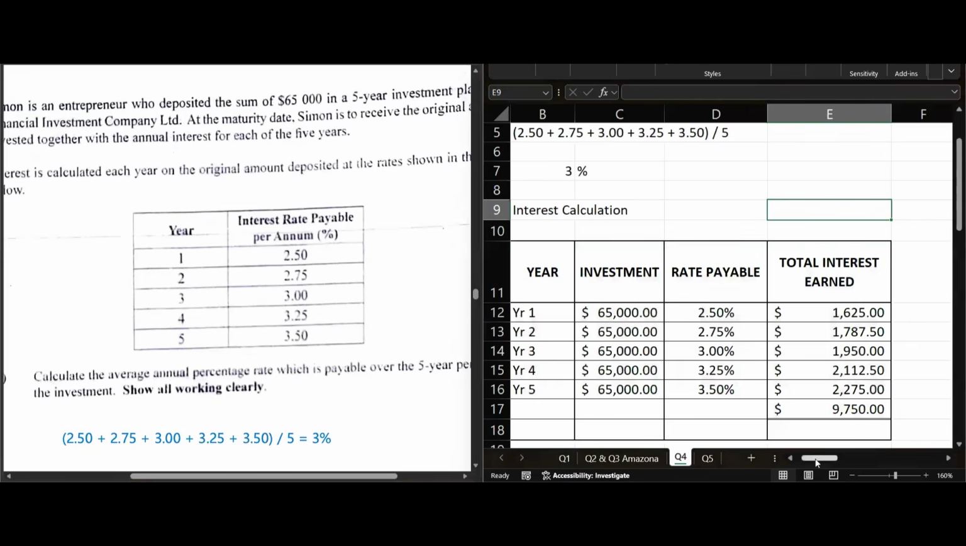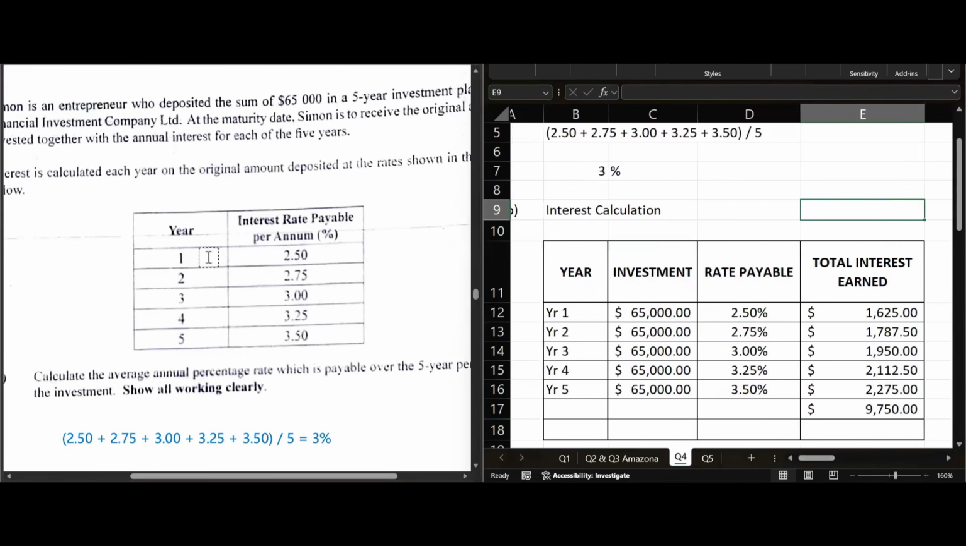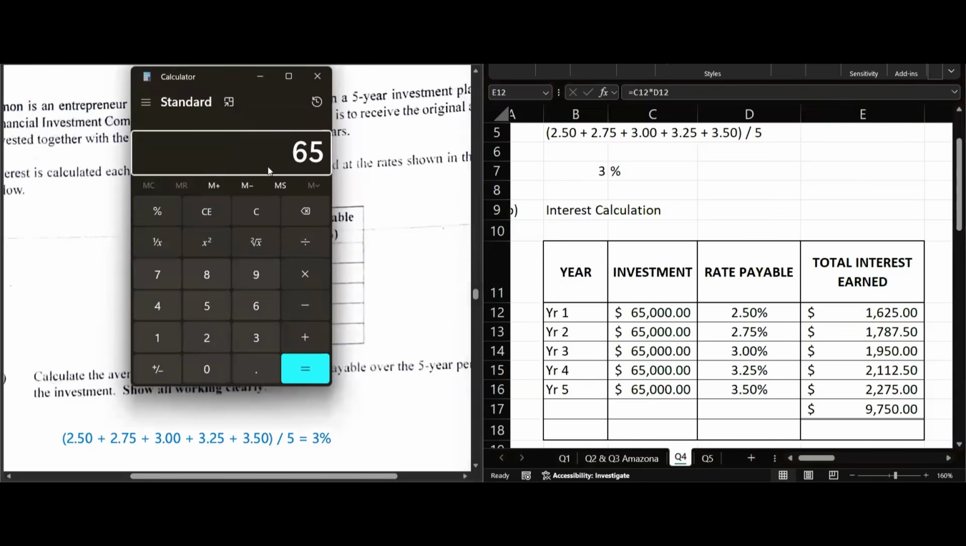Alright guys, so check it out. This is our interest calculation right here. Year 1, the investment was $65,000. The rate payable is 2.5%. All you simply had to do was multiply the investment by the rate payable. Go straight in your calculator. 65,000 multiplied by 2.5%, which is equivalent to 0.025. 1,625, guys. There we go as your first answer. Next one.